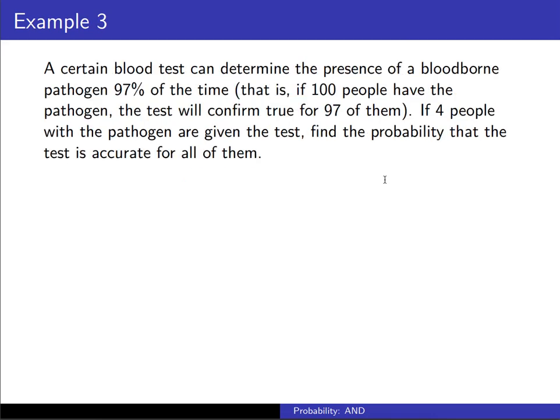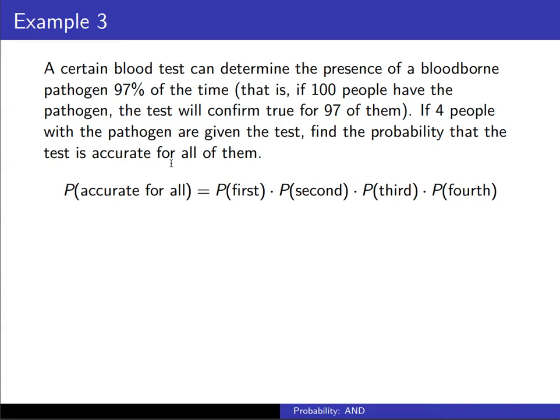All right, example 3: a certain blood test can determine the presence of a blood-borne pathogen 97% of the time. That is, if 100 people have the pathogen, then the test is going to confirm true for 97 of them. So 4 people with the pathogen are given the test. Find the probability that the test is accurate for all of them. Again, we have 4 people that we know have this pathogen, and for 97% of the people that have it, the test is going to say that they have it. 3% of the time it'll say they don't, giving a false negative in that case. So 4 people are tested.